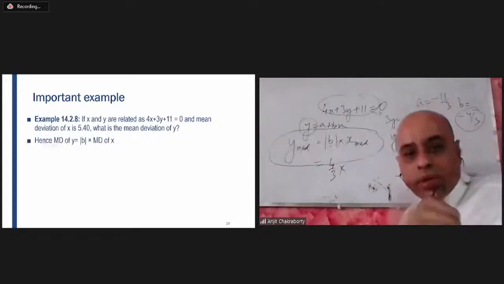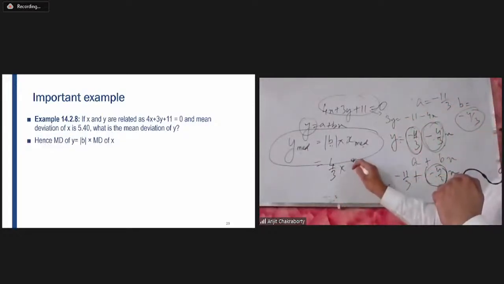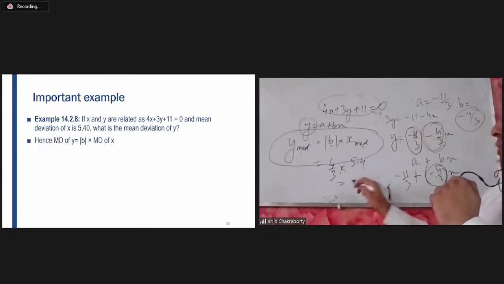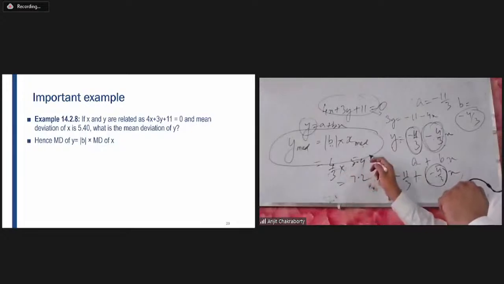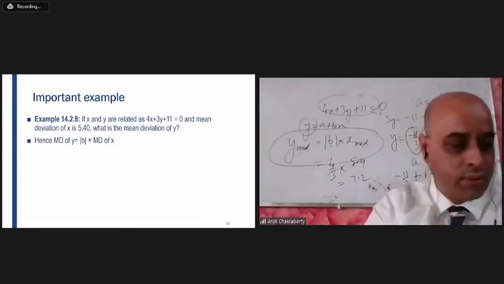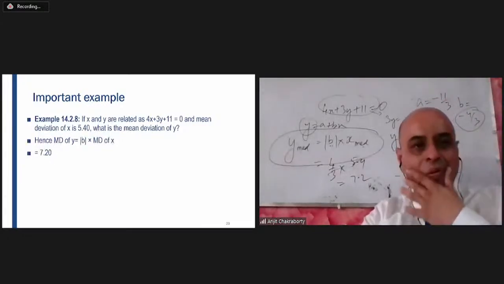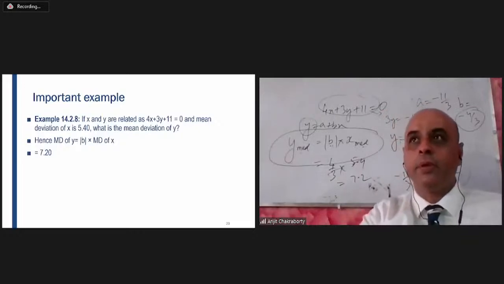The mean deviation of x is given as 5.4. It's given in the problem. So 4 by 3 into 5.4. I think that will come to 7.2. 3 into 1.8 is 5.4, so 1.8 into 4, 7.2 should be the answer. Let us check. Yeah, 7.2. One of you has got it. Dhyanesh, good. 7.2. Very important question for the exam.